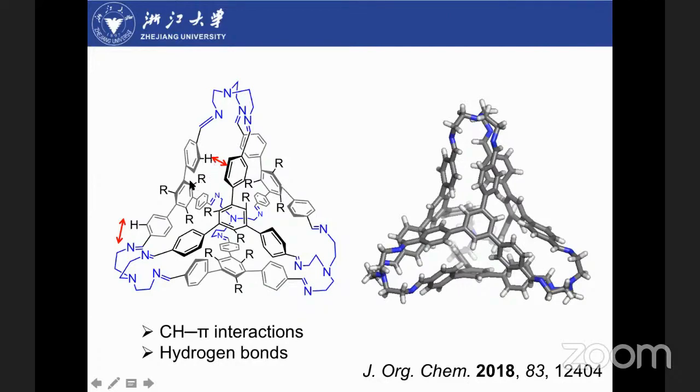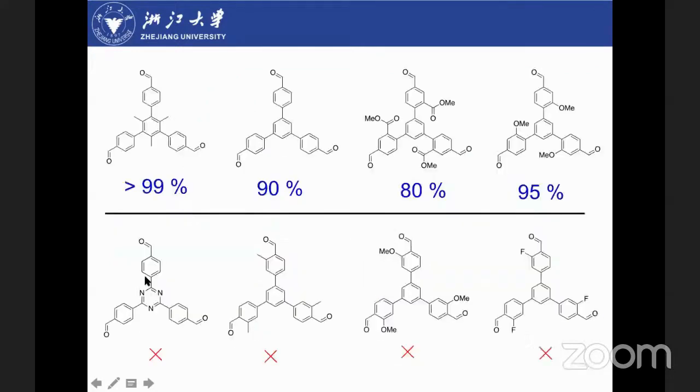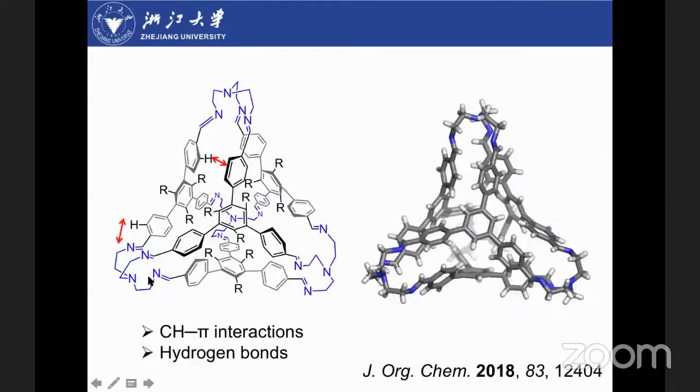And also, if you replace this benzene ring with the triazine, this will become planar. If this is planar, there is no twisting, and then this proton will not point to the phenyl unit here, and there is no CH-pi interaction. So you have to do the twisting, and you have to make sure this proton and this proton are both available. And that is the reason why we can get the high yield of the cage.